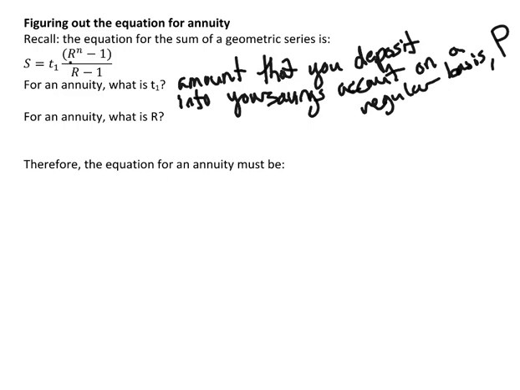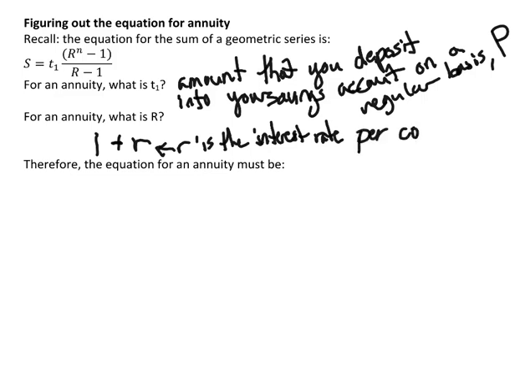So what is R here? Well, that was the multiplier. If you remember from the example we just did, the multiplier was 1.05. To get that, we took the interest rate, little r, turned it into a decimal, and added 1 to it. So here r is the interest rate as a decimal, and it's actually the interest rate per compounding period.